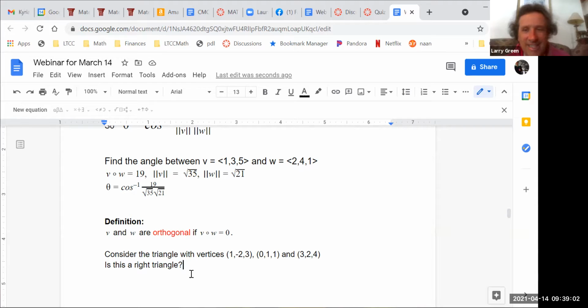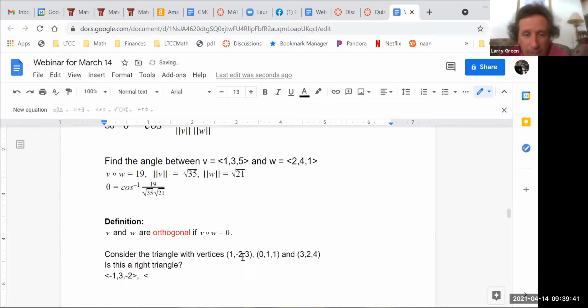Okay. So the idea here is we want to see whether any of the angles are right angles. So are any of the two adjacent vectors orthogonal? Let's do the adjacent vectors. How about the vector from (1, -2, 3) to (0, 1, 1)? And remember, you find the vector from one point to another by subtracting the coordinates. So 0 minus 1 is -1. And then 1 minus -2 is 3. And then 1 minus 3 is -2.